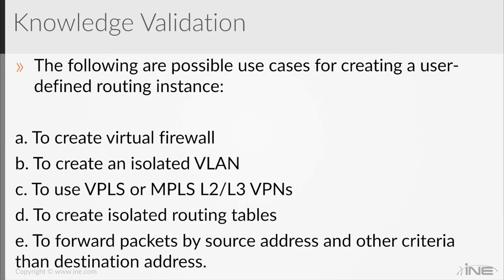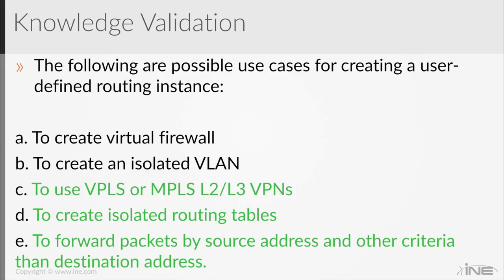A third question for you. The following are possible use cases for creating a user-defined routing instance. Option A, to create a virtual firewall. Option B, to create an isolated VLAN. Option C, to use VPLS or MPLS Layer 2 and Layer 3 VPNs. Option D, to create isolated routing tables. Option E, to forward packets by source address and other criteria than destination address. The answers are C, D, and E.